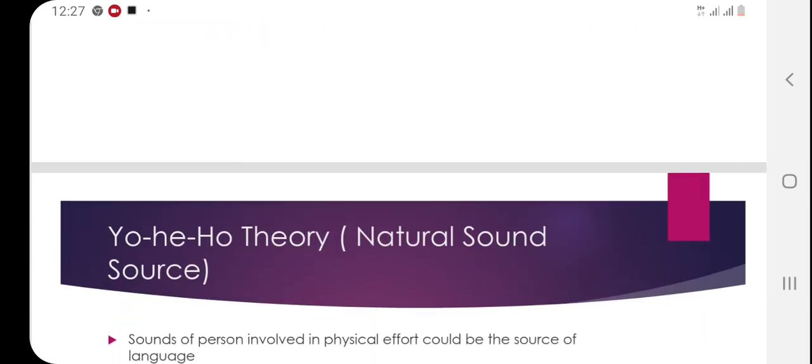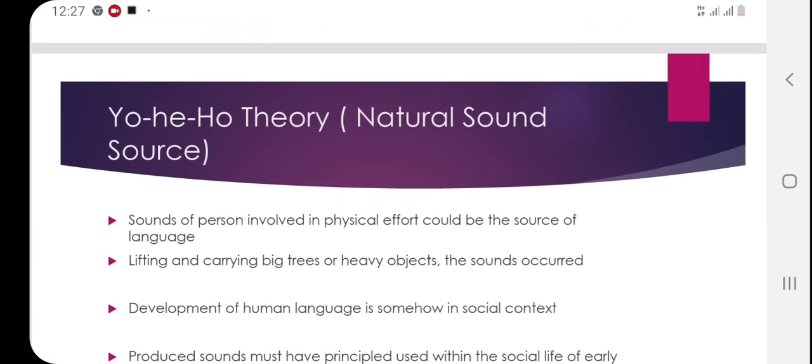Then we have the Yo-he-ho theory. It's again a natural sound source. You can say it is the second subsection of natural sound source, in simple words, the sounds involved in physical effort.